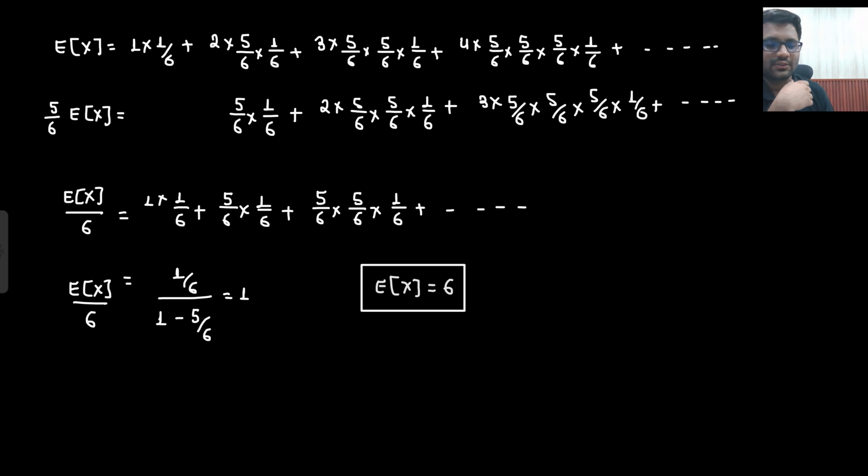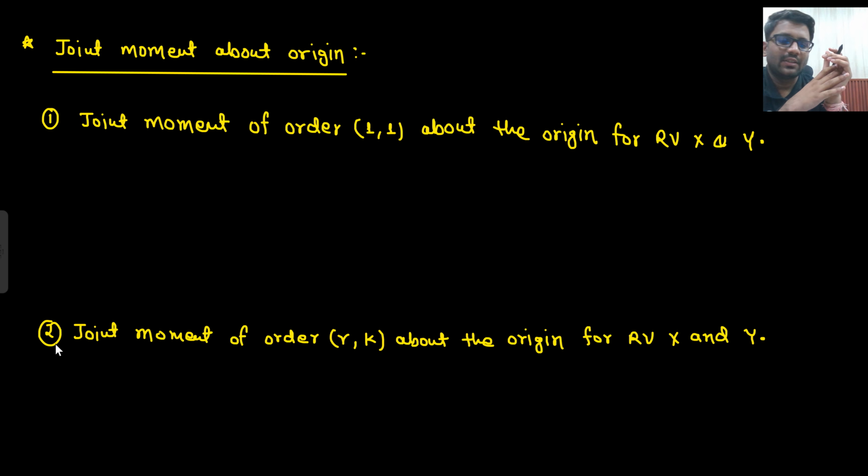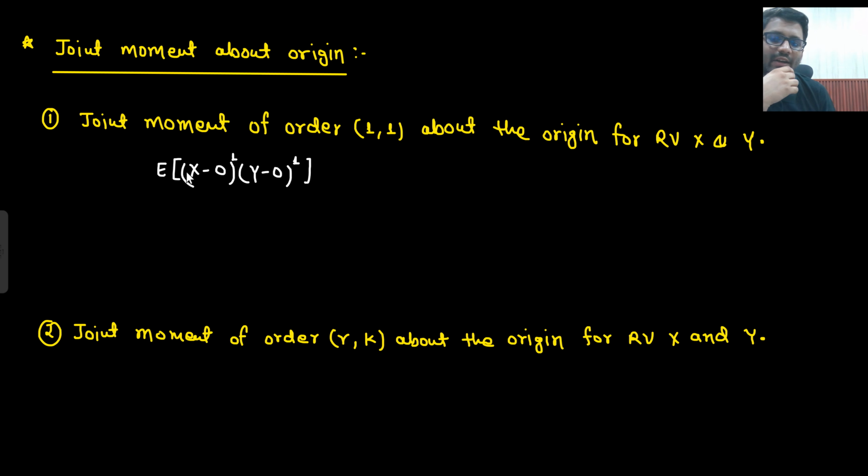Okay. Let's go to the next concept actually. We were studying moments about the origin. Now we will study joint moments about the origin, the joint moment of random variables x and y about the origin. So the joint moment of order 1, 1 of random variables x and y about the origin means x minus 0, y minus 0. This is given by expectation of xy.